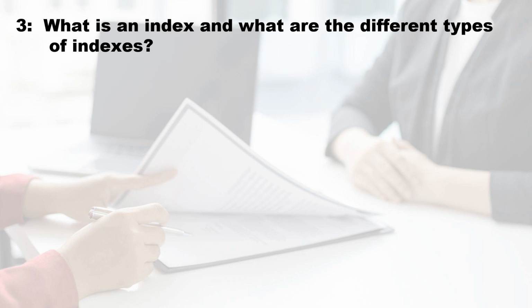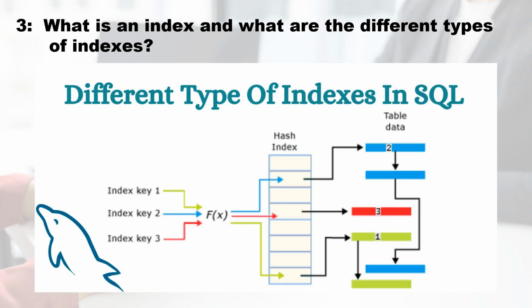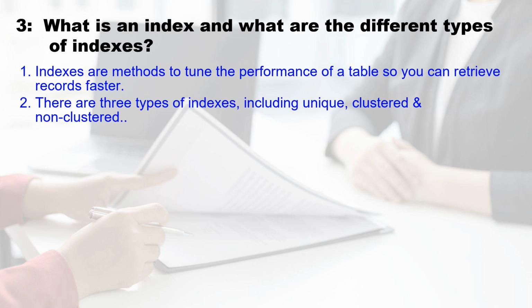Number 3. What is an index, and what are the different types of indexes? Indexes are methods to tune the performance of a table so you can retrieve records faster. There are three types of indexes, including unique, clustered, and non-clustered.